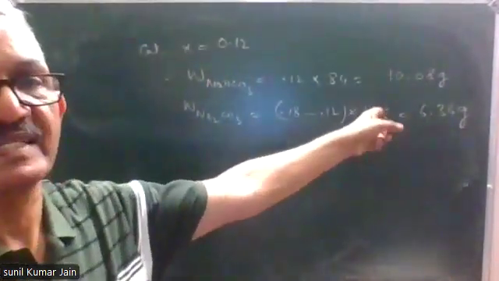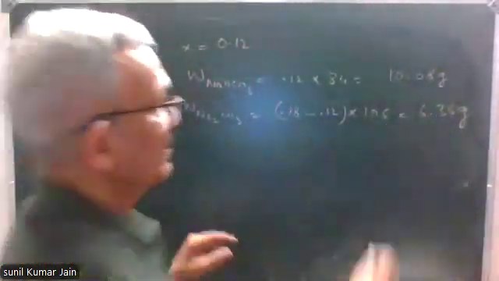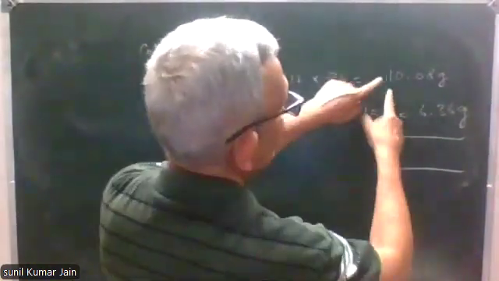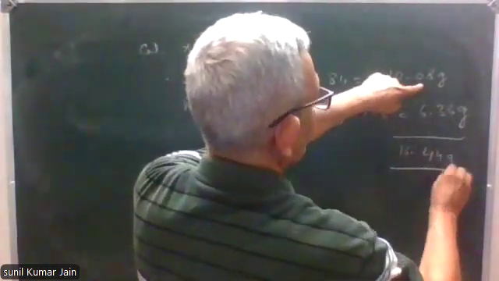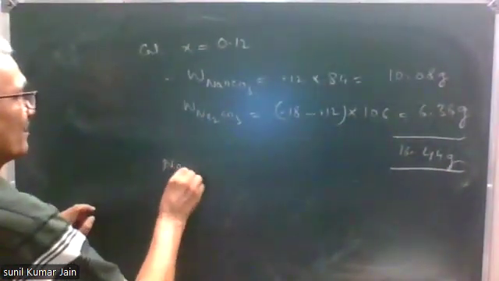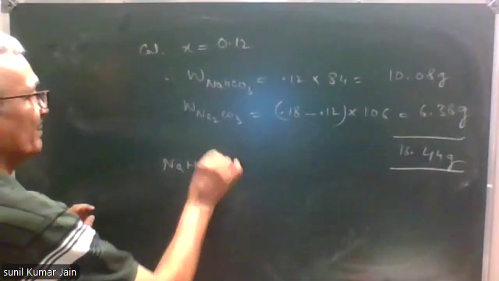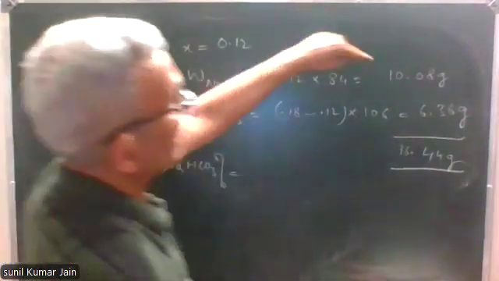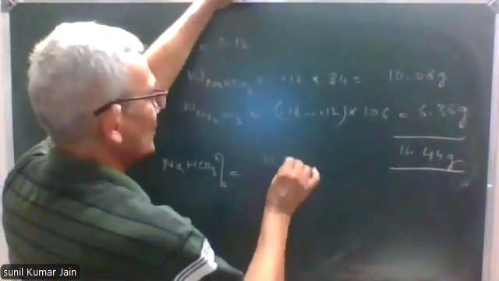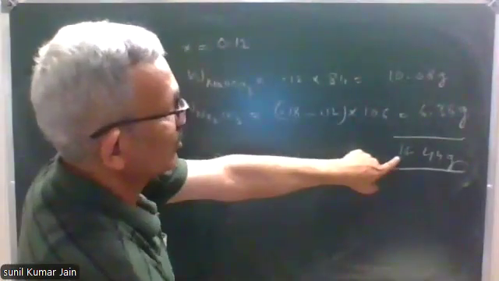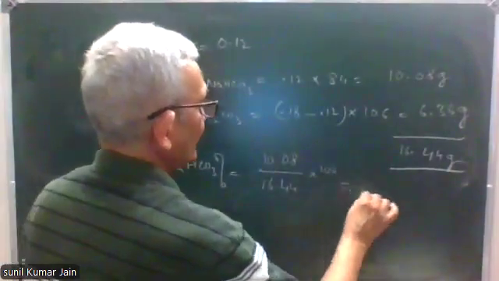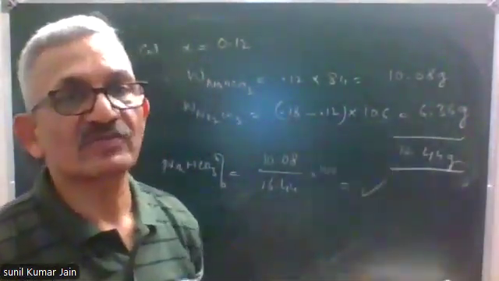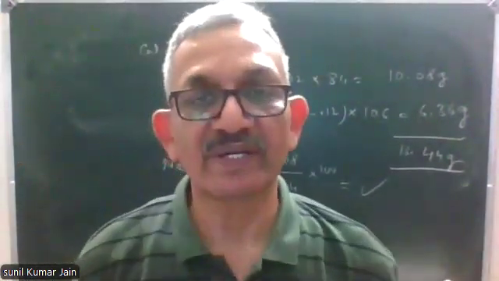Now, once we have the masses of both reactants, we can add them. Total will be 16.44. Now, the percentage of sodium bicarbonate will be sodium bicarbonate 10.08 divided by total 16.44 into 100. This is the percentage of sodium bicarbonate in the given mixture.